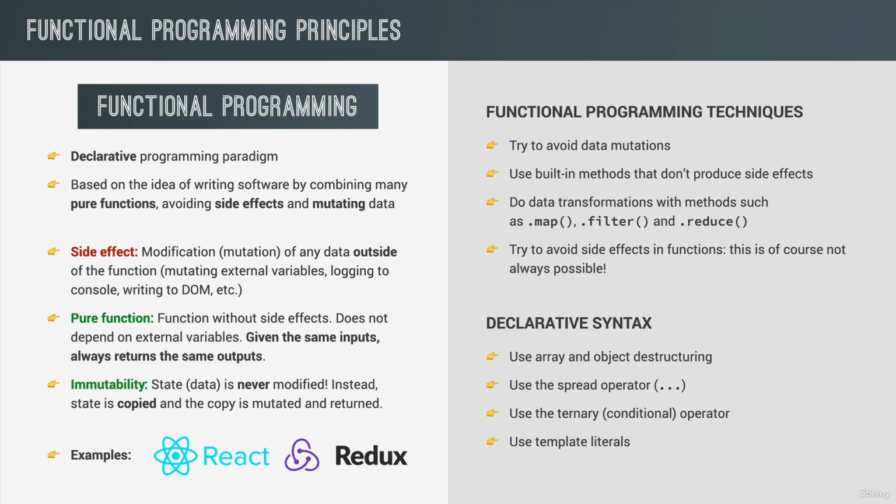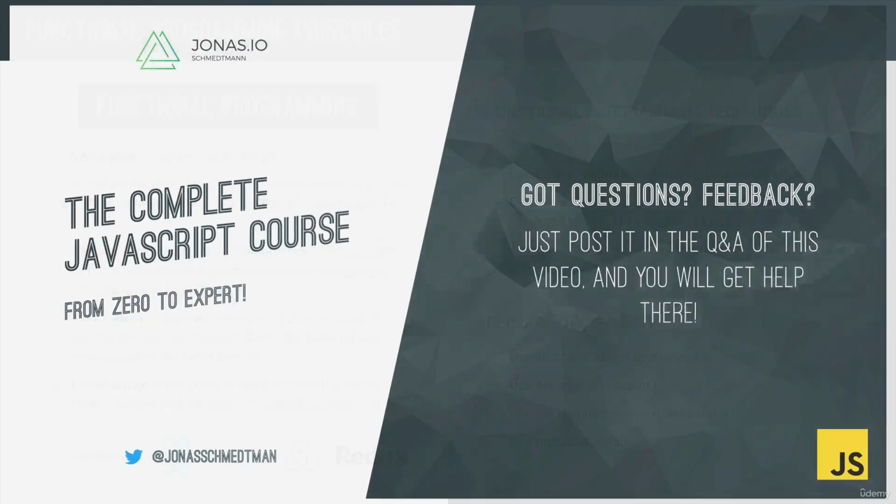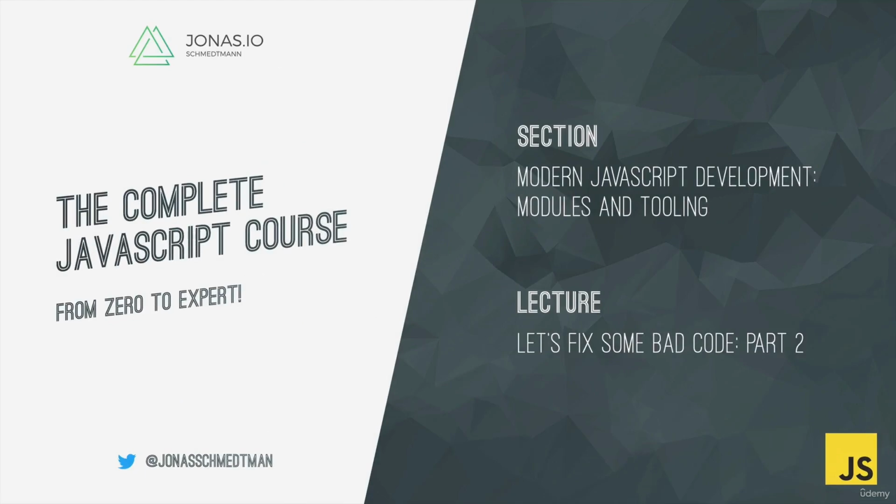All right, so let's now actually continue working on the code example from last lecture and implement some of these functional programming principles in practice. Welcome back to continuing to fix the code that we started to work on a bit earlier. In this lecture, we're going to focus on some of the functional and declarative principles that we learned about in the last video.